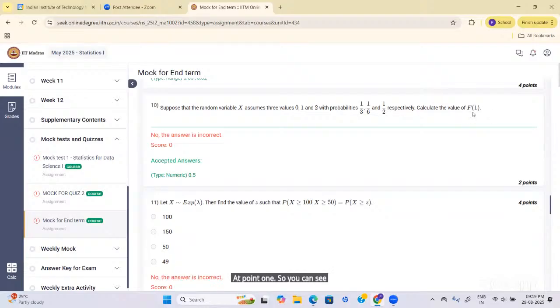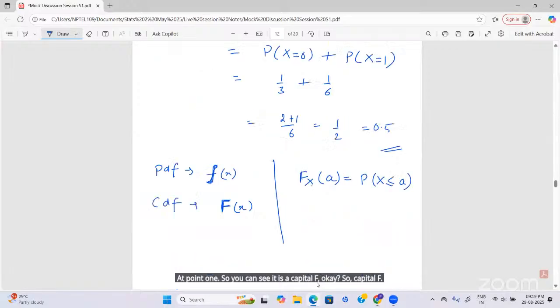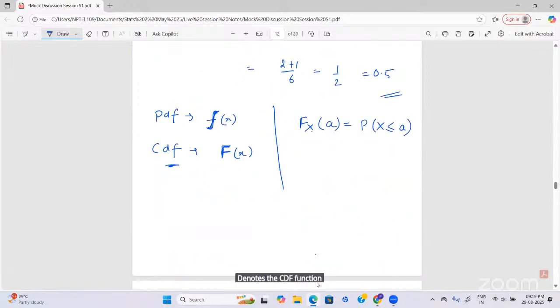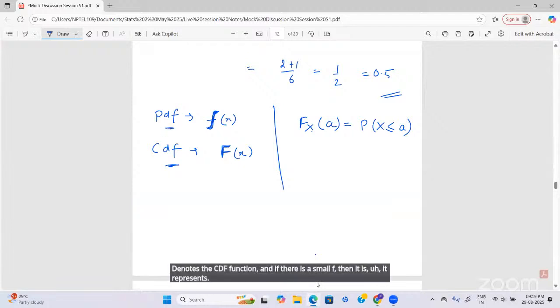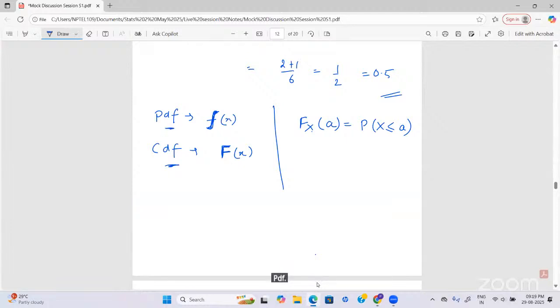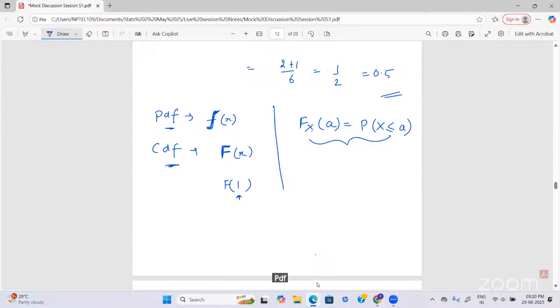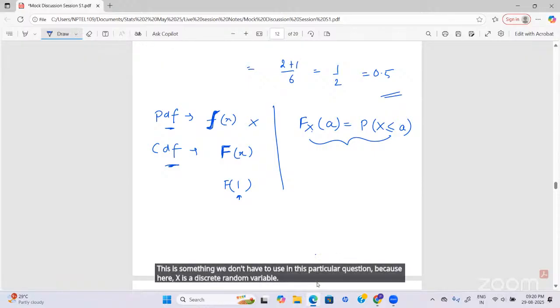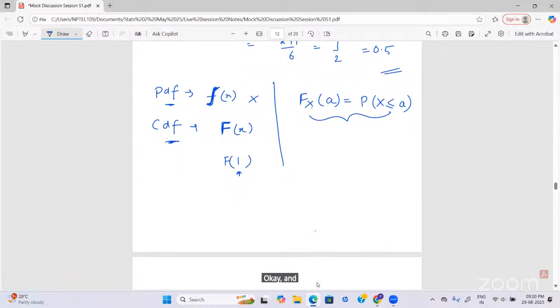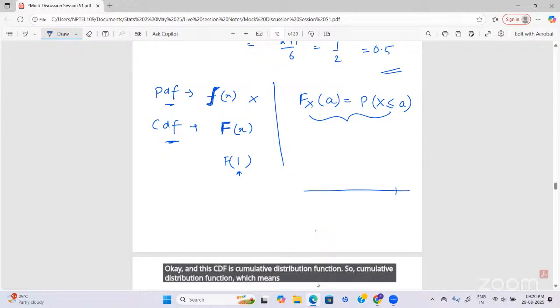So you can see it is a capital F, okay? So capital F denotes the CDF function, and if there is a small f, then it represents PDF. So capital F at point 1, which means we have to find the CDF at this point 1. PDF is probability density function, which is defined for continuous random variables. We don't have to use it in this particular question because here X is a discrete random variable. And this CDF is cumulative distribution function, which means it accumulates the probabilities.